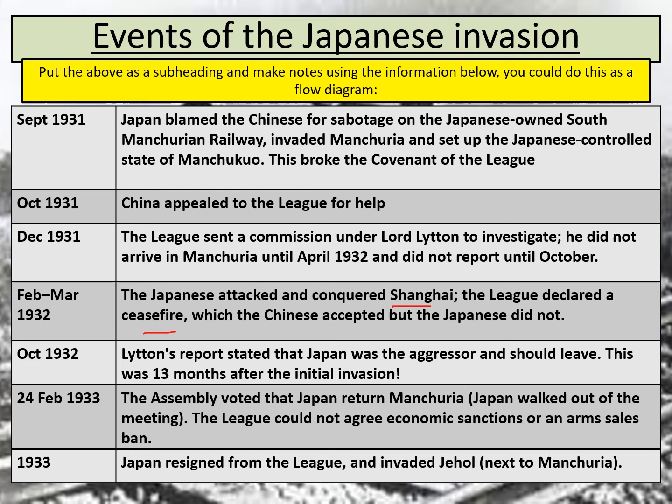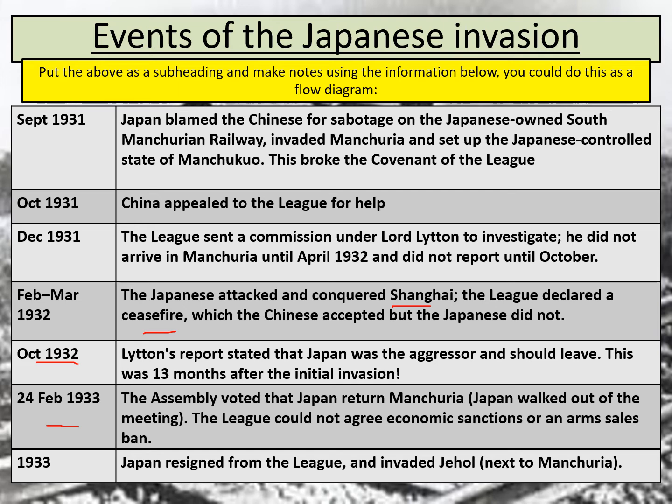Now, in October 1932, 13 months after the initial invasion, Lytton's report states that Japan was the aggressor and they should leave China. So he's saying they were in the wrong and therefore they have to leave. It still then takes another few months for the assembly of the League, remember it's like a world parliament, to meet, and when they all meet, they vote that Japan should return Manchuria to the Chinese. Rather than listening, Japan just walk out of the meeting.